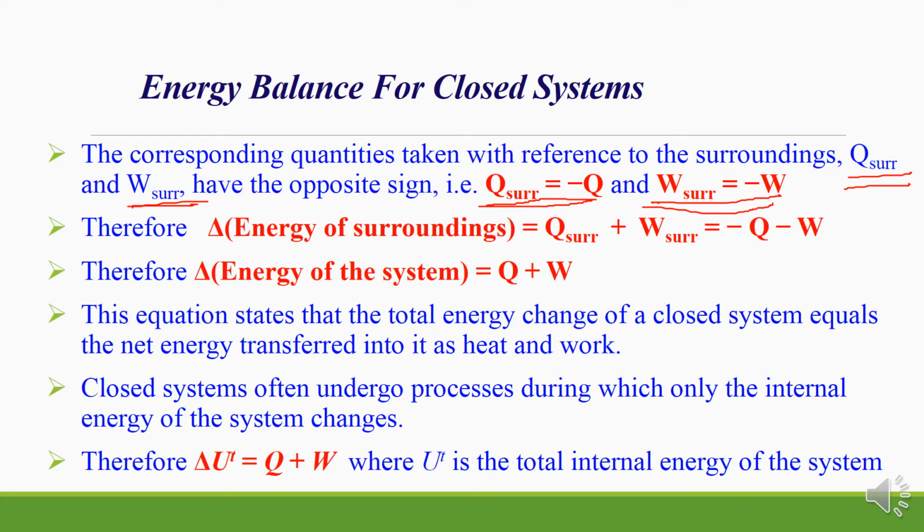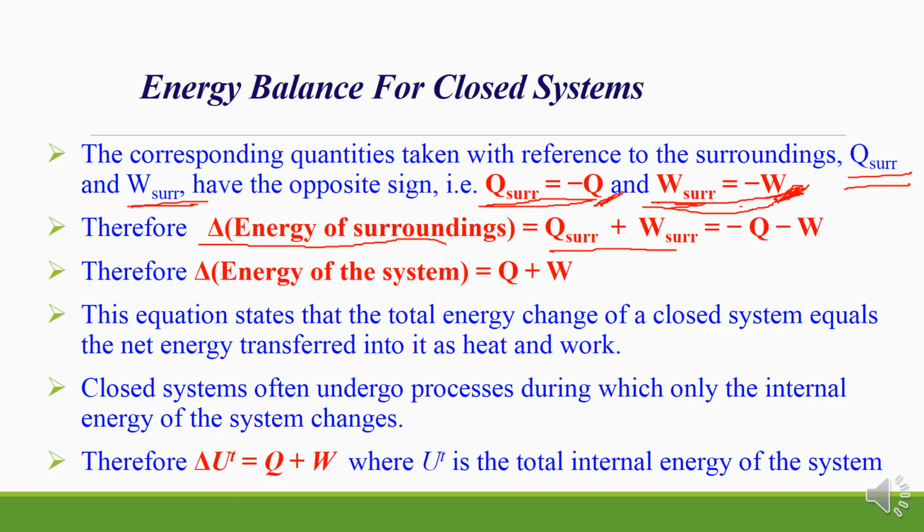Because when you are writing for the surrounding, this is the Q lost by the system, so that's why it is minus, and it is gained by the surrounding, that's why it is plus for the surrounding. And work done by the system on the surrounding, for the surrounding it is plus, and for the system, something is lost from the system, so that's why the minus sign here. Therefore the change in surrounding is Q surrounding plus W surrounding.